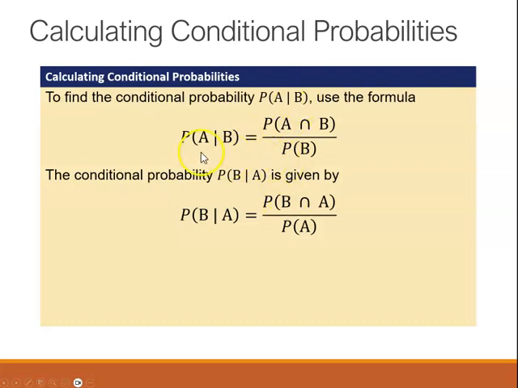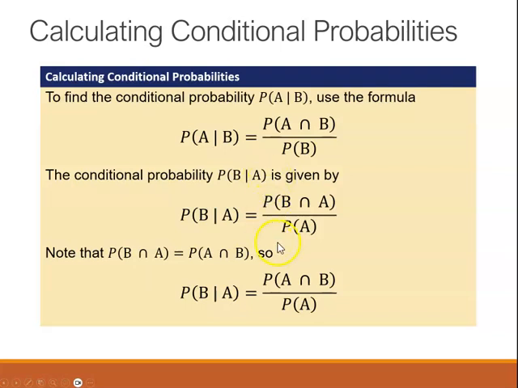And I wrote it both ways, depending on which event is happening first. So if B happens first, you divide by B. If A happens first, you divide by A. But note that the numerator of this fraction, P of A intersect B and probability of B intersect A, is still the same number, right? Because the intersection is commutative. So the only thing that's changing is the denominator, and that's fixed by which event has happened first.